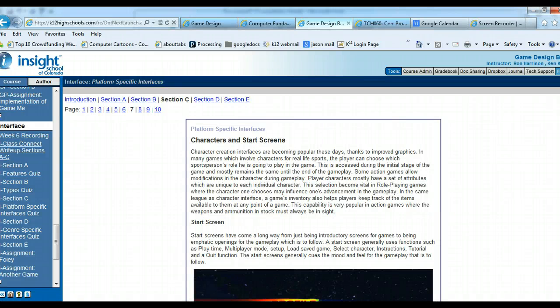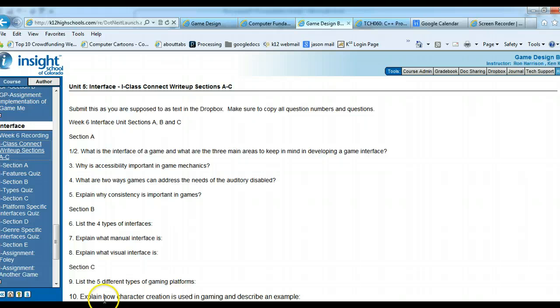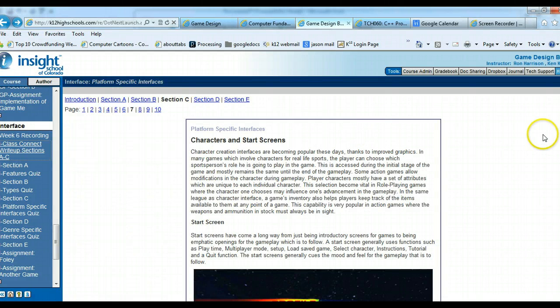So characters and start scenes. And we had a Class Connect write-up question about characters. So explain how character creation is used in gaming and describe an example. Well, what I'm trying to get at with that question is, in games these days compared to older games, these days you can choose your character, right? You can choose attributes the character has and things like that. So that's what I mean by the characteristics that one can choose, the different attributes you can do.